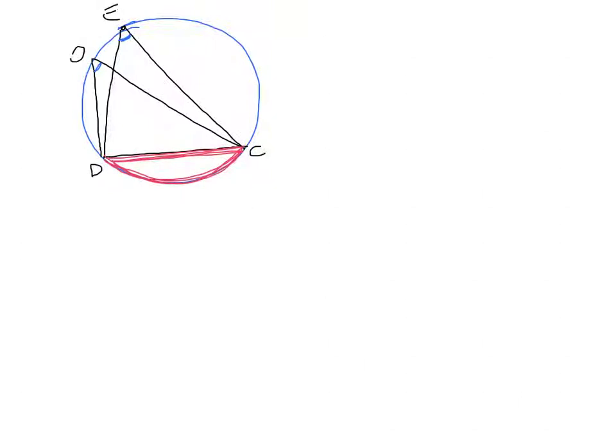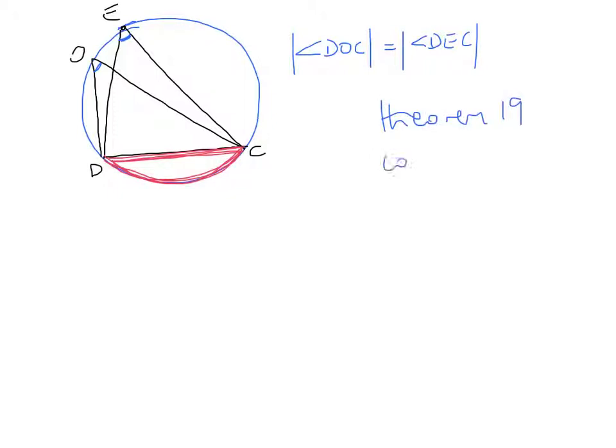And we're now going to use corollary 2 of theorem 19, which basically states that all angles at points on a circle standing on the same arc are equal. So what we're saying basically in this instance is we have angle DOC in size is equal to angle DEC. As I said to you, the reason for that is theorem 19, corollary 2 of the syllabus.